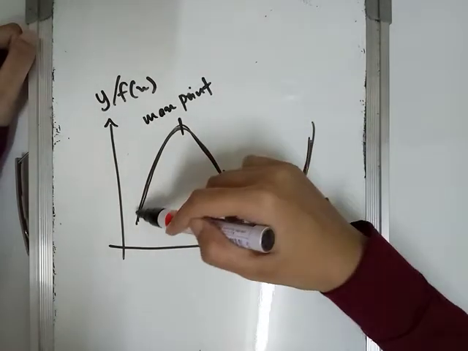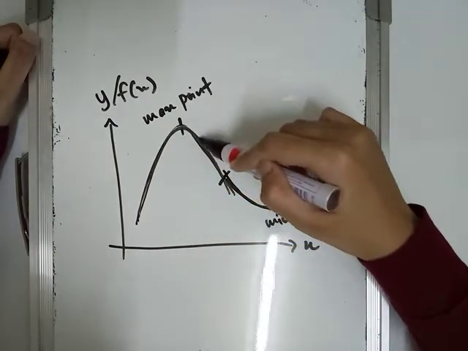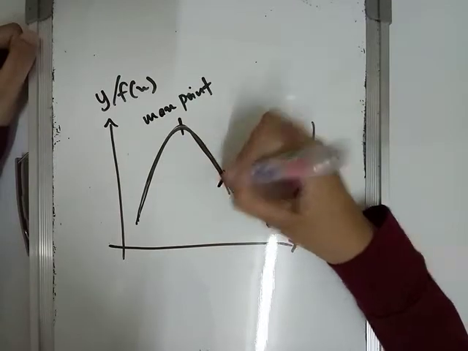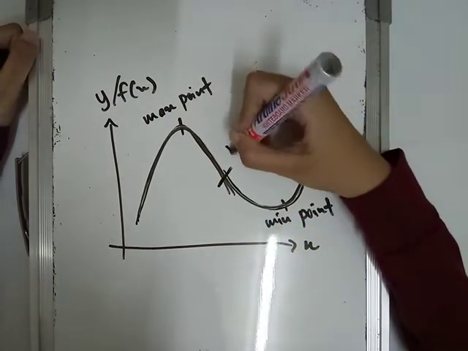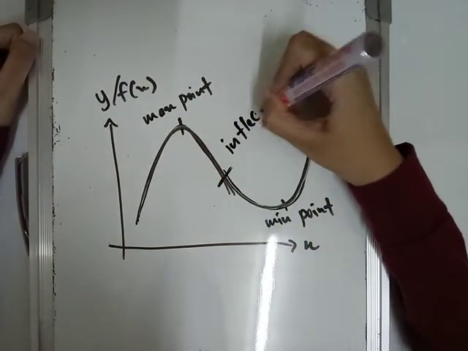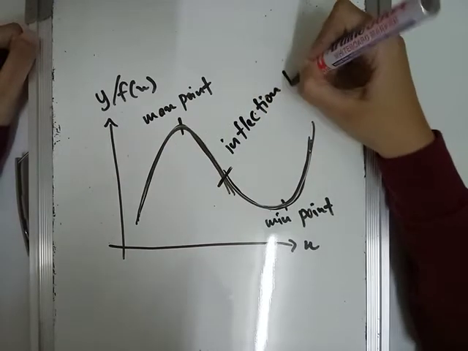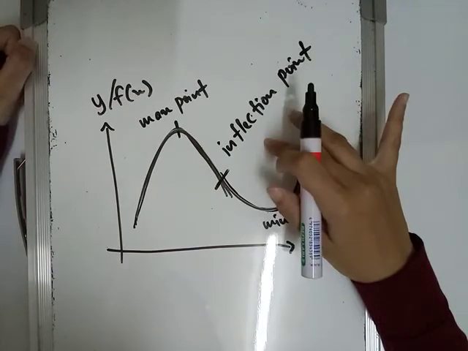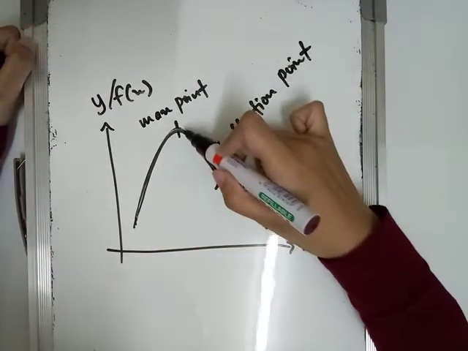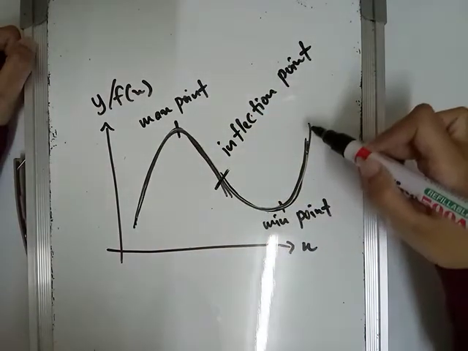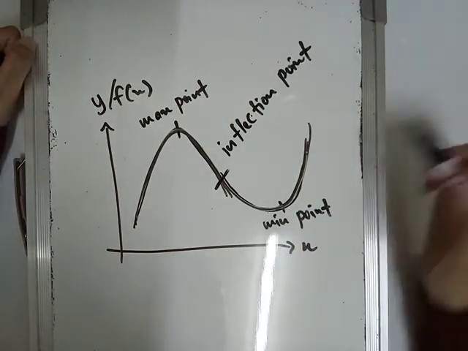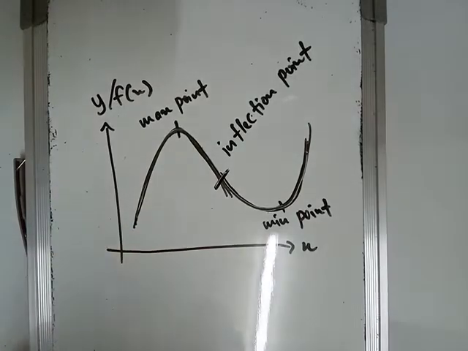So the concavity changes from downward to upward. So the inflection point exists here. This is the inflection point. Inflection point exists when the concavity changes from downward to upward or upward to downward. Did you find it now? So this is the inflection point. How to find the inflection point?